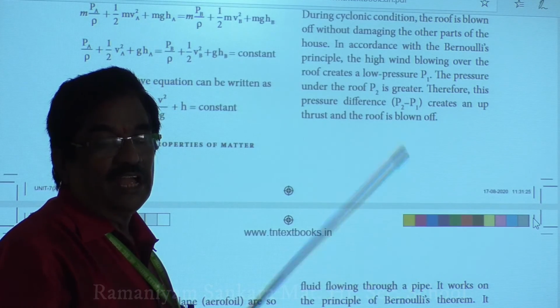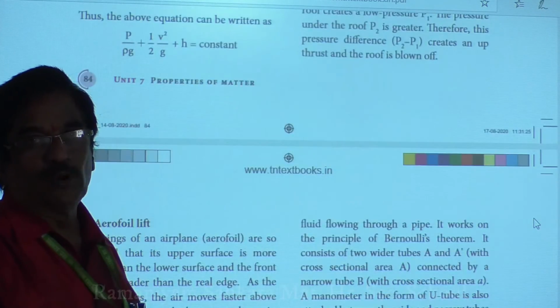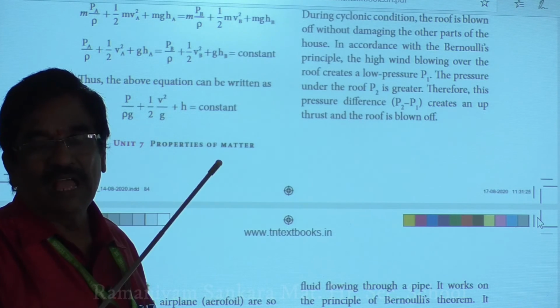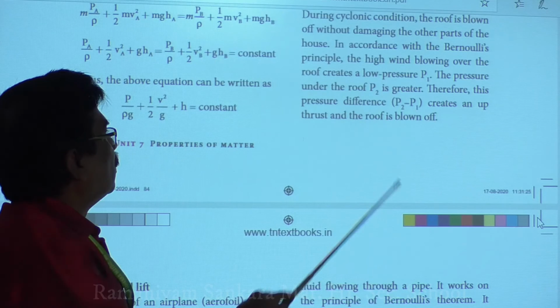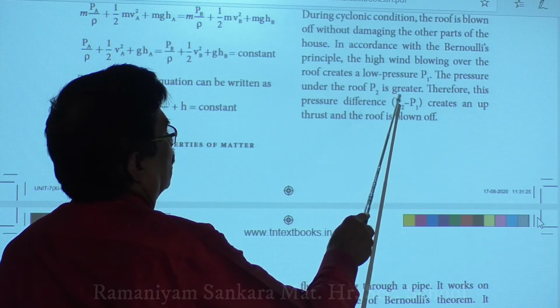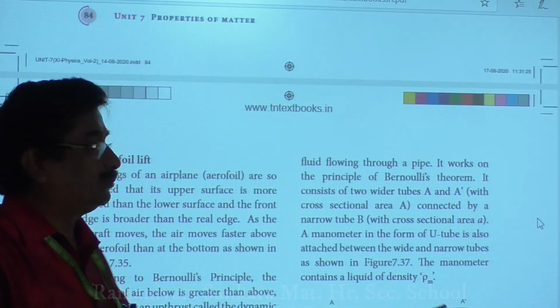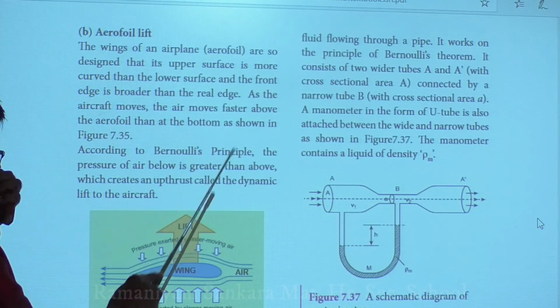Okay, pressure and speed are inversely proportional. The high wind will have the highest speed, so pressure will decrease. So the pressure inside the hut below the roof is greater, and therefore the pressure difference creates an upthrust and the roof is blown off. Okay, now the aerofoil lift.